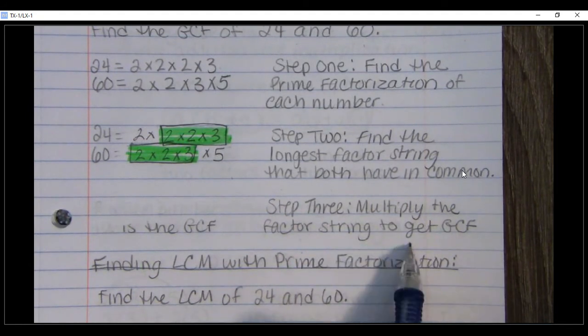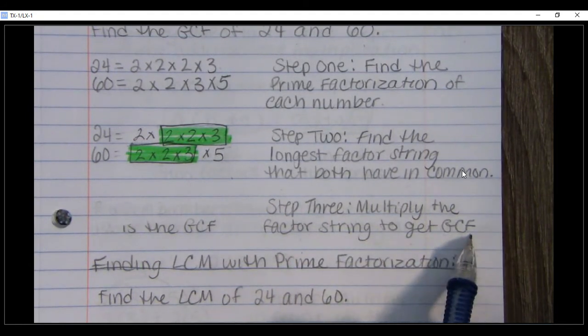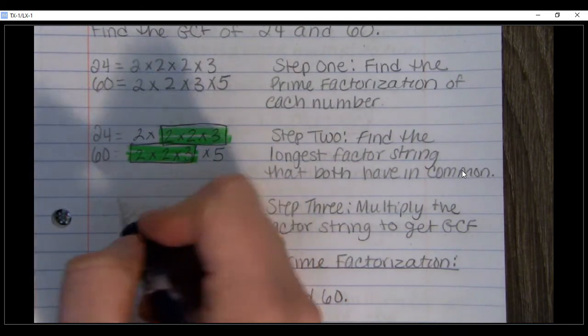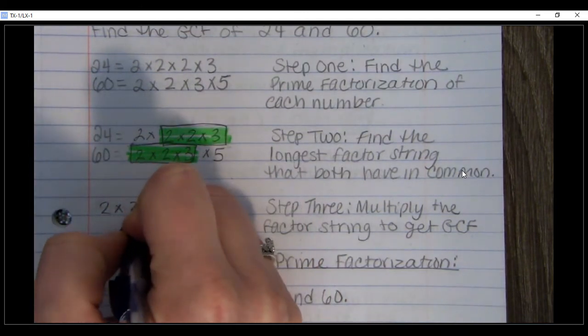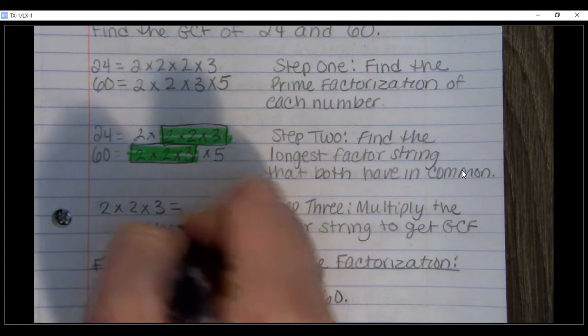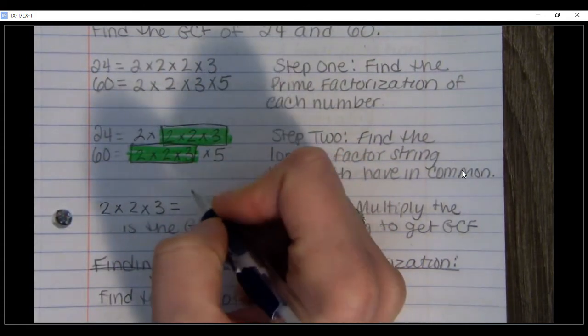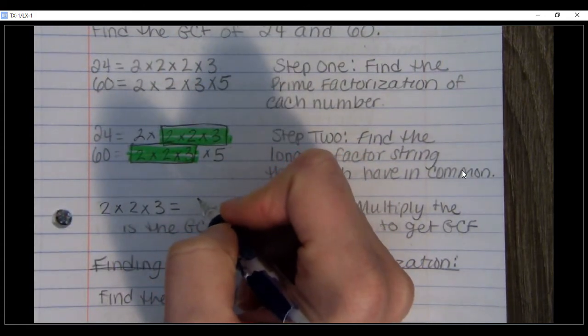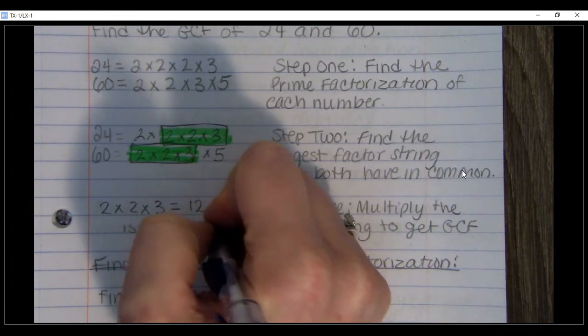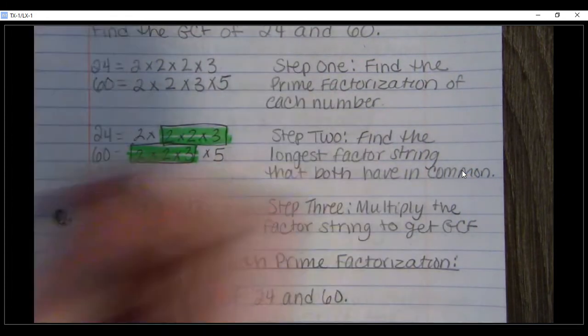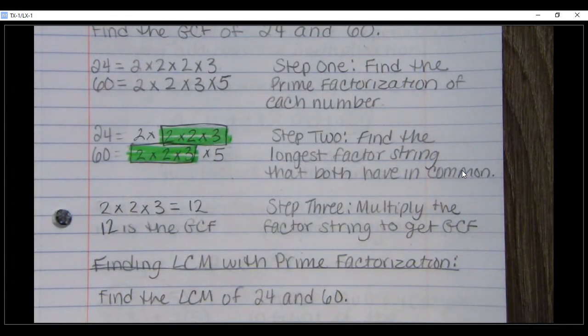Multiply the factor string to get the greatest common factor. So I'm going to take my 2 times 2 times 3 and multiply those together. 2 times 2 is 4, times another 3 is 12. And hey, look at that. We have found the greatest common factor of 24 and 60, which is 12.